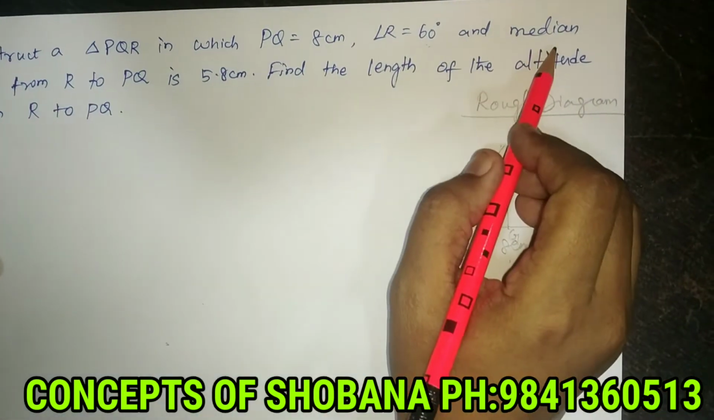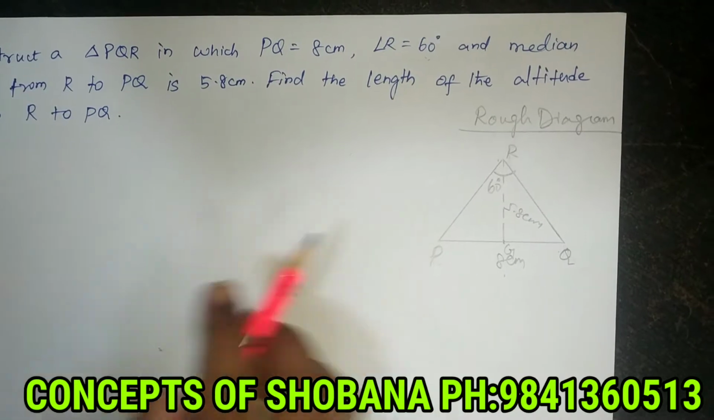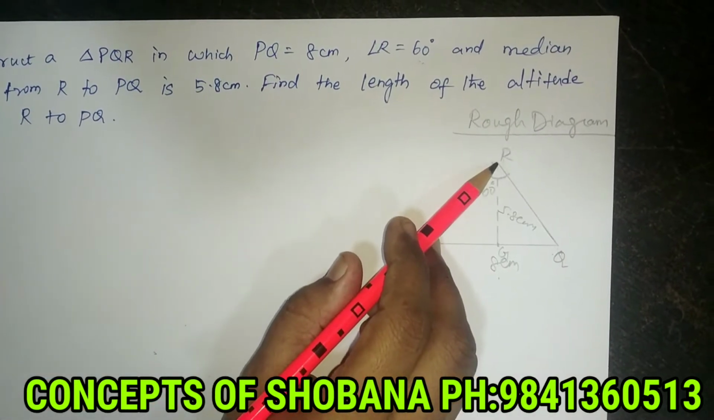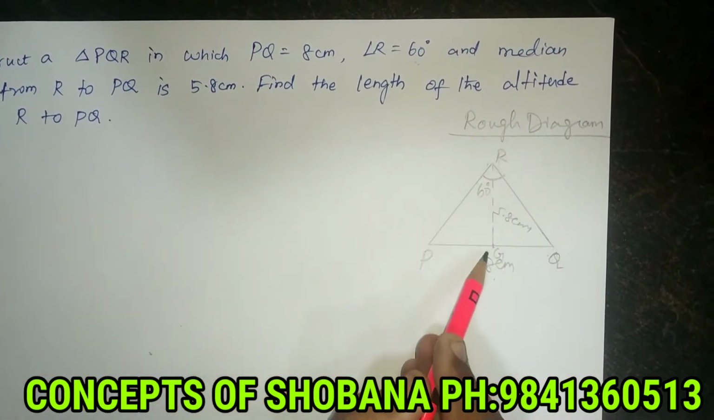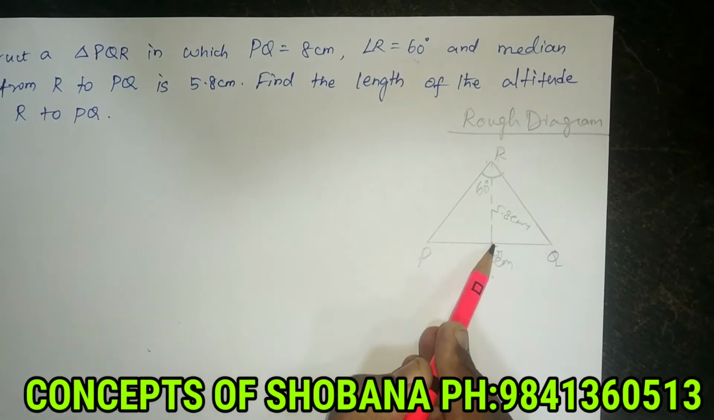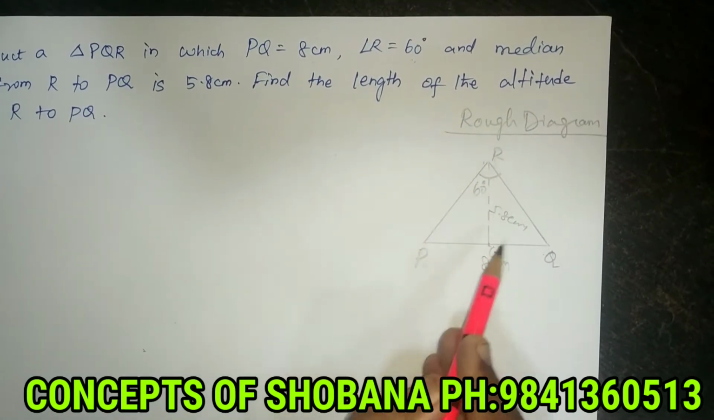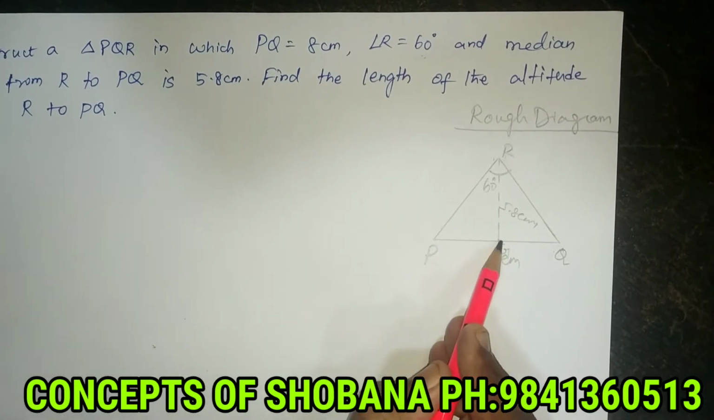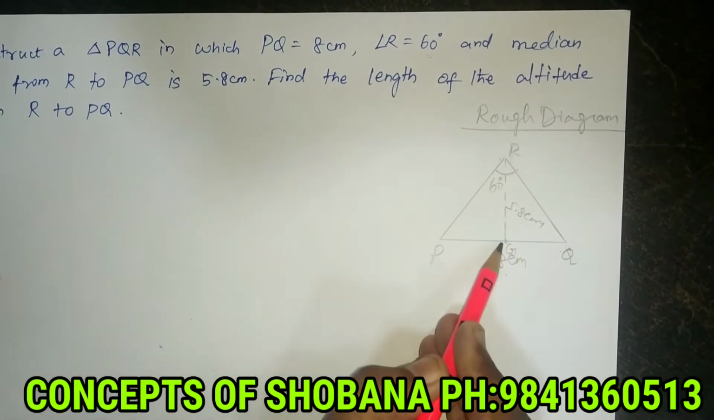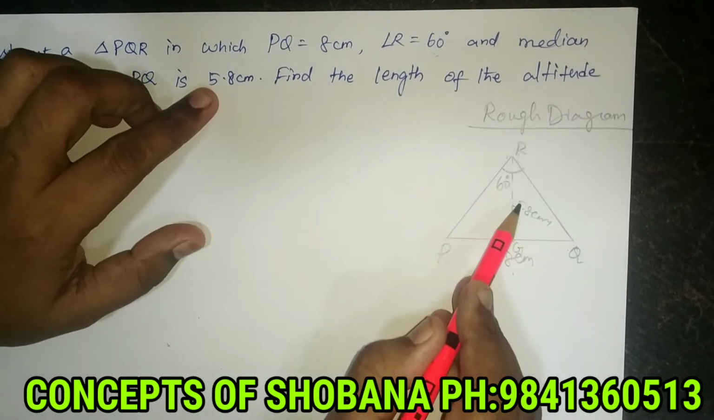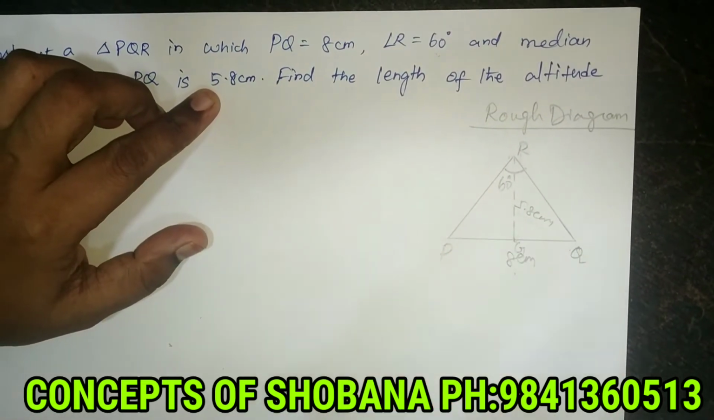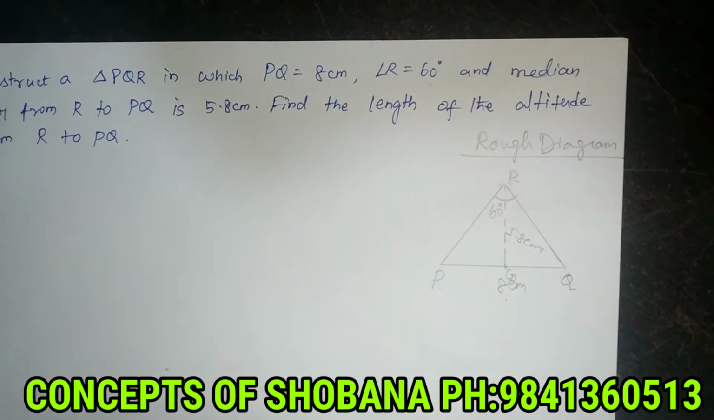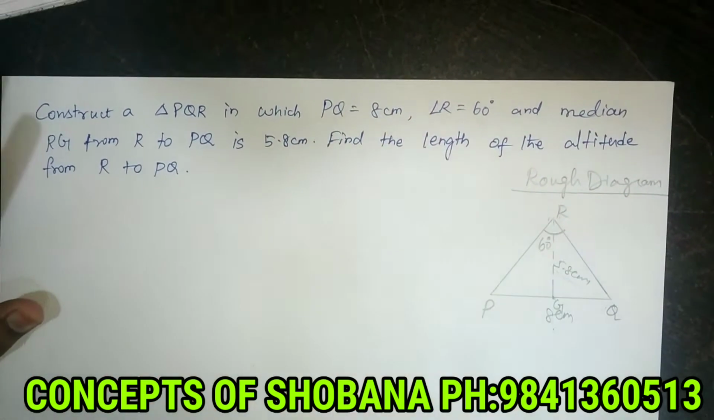Yes, and also the median. What is a median? Median is a line joining the vertex to the midpoint of the opposite side. Now vertex R, from R you have to draw a line to the midpoint of PQ. We have taken it to be G and the measurement of that line we have given to be 5.8 centimeter. Now we have accommodated all the data.